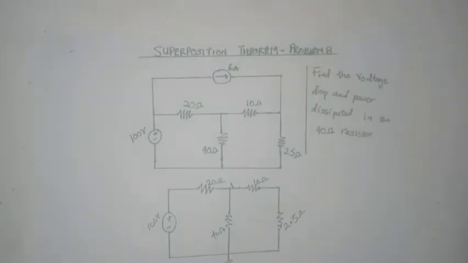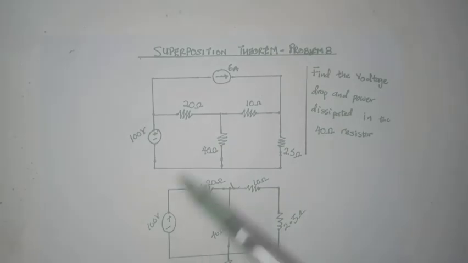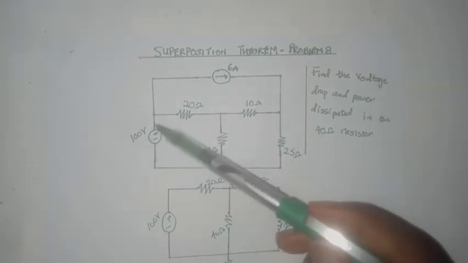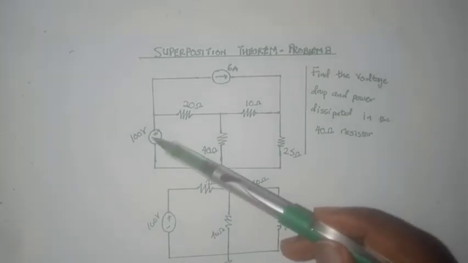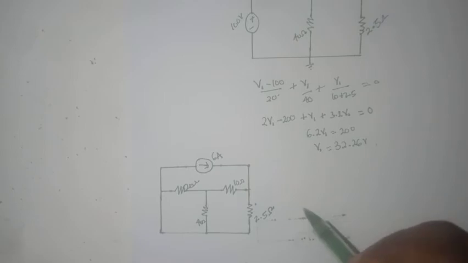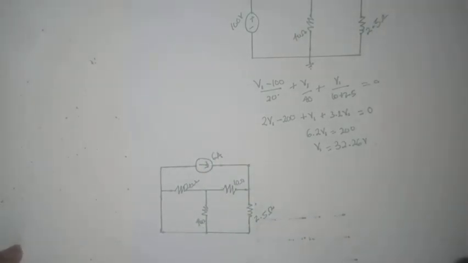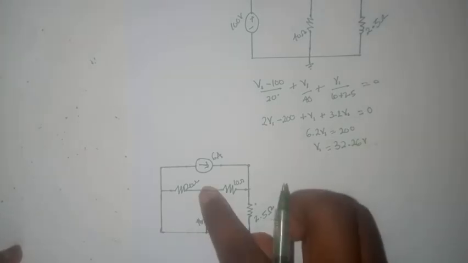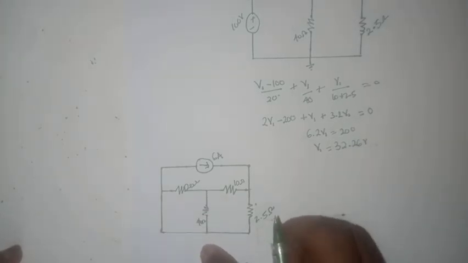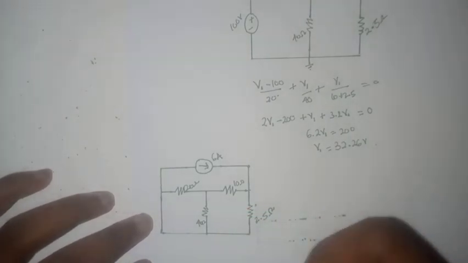Now we go ahead to consider the action of this current source alone by turning off this voltage source, and we are left with a short circuit. Turning on only the current source would leave us with a circuit that looks like this, and we can find the voltage drop across the 40 ohm resistor.